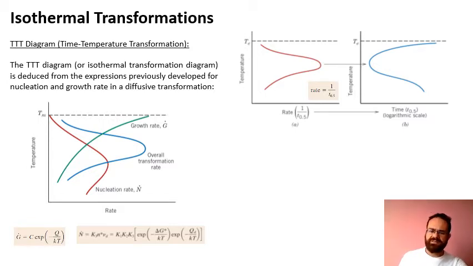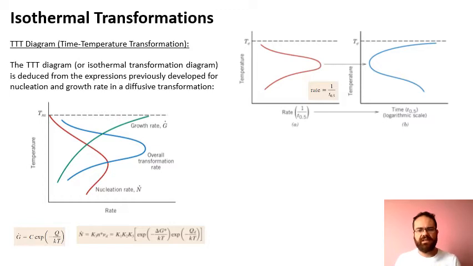But if we want to understand what happens in a steel which is submitted to non-equilibrium transformations, so if it is cooled or heated more rapidly than what is necessary to assume equilibrium conditions, then we need to have some other tools to understand the phase transformations and the resulting microstructure in the steel.